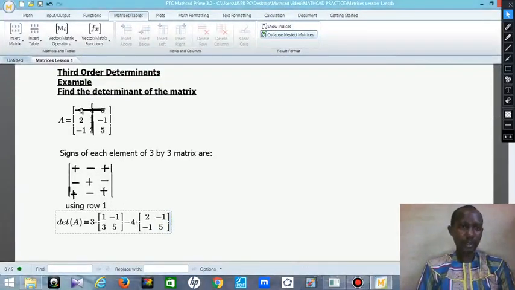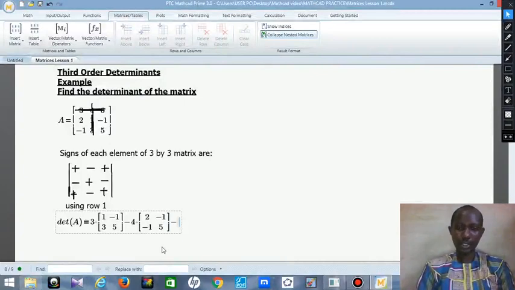-4. You take your pen, cover the row you are using. Remember, you're using row 1. I'm using row 1 in this solution. Cover row 1. Then cover the 4 down vertically. You are now left with 2 -1 -1 5, which is this.